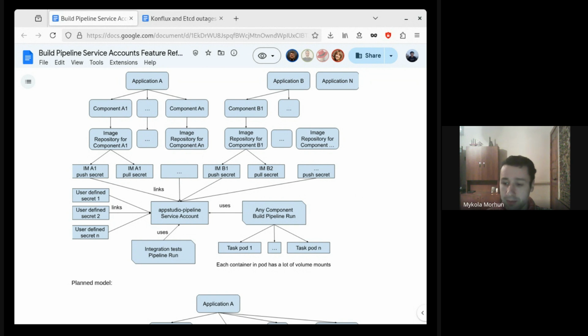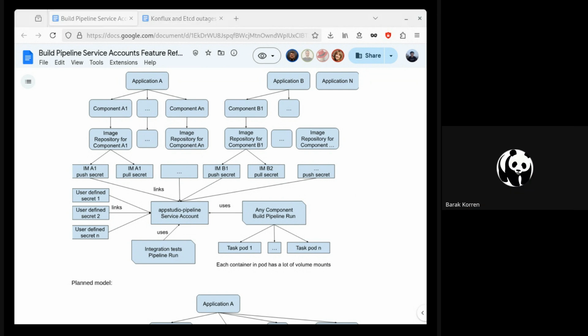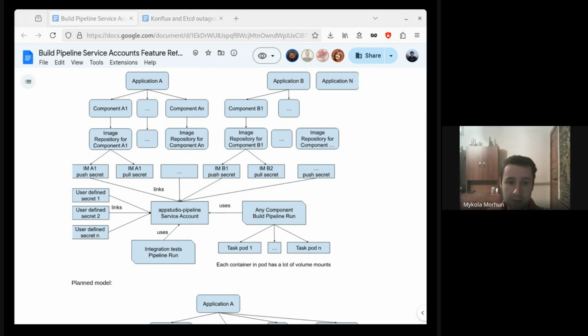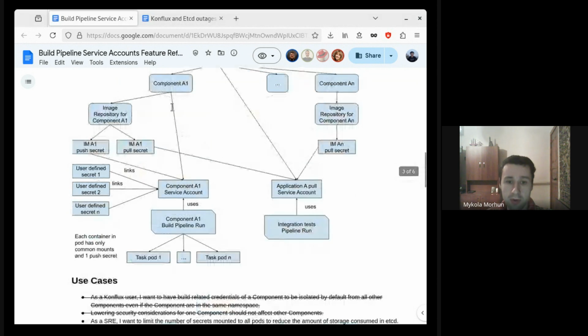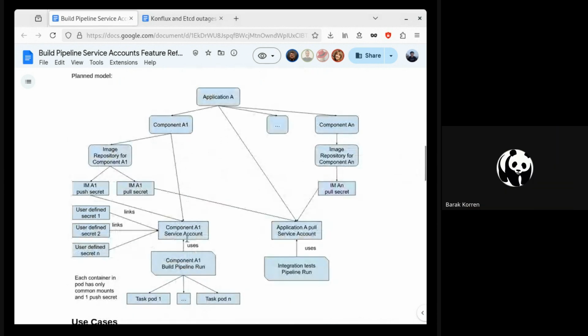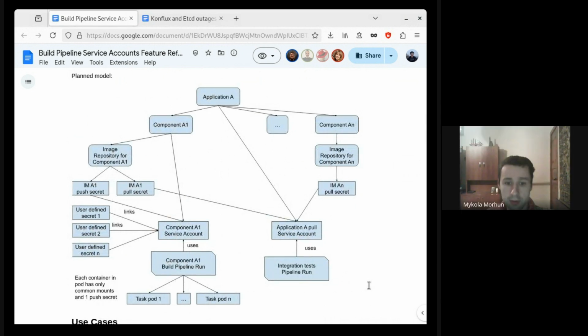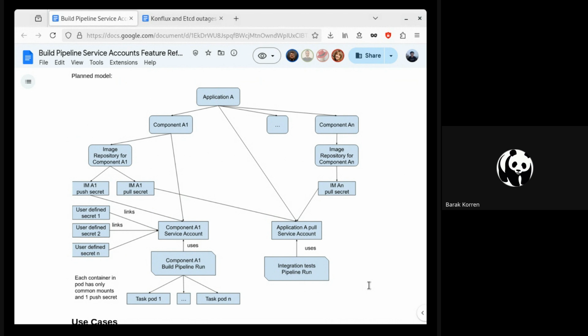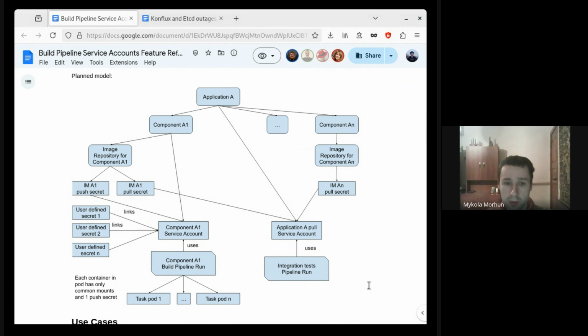Okay, Barak. Yeah, just so I understand, the idea is to have a service account for each component and for each application, or am I misunderstanding it? Yes, we want to have a dedicated service account per component. So every component would have a service account. And what is going to take care of creating those service accounts? In the current design, the Build service, when we onboard a component to Konflux. All right, thanks.